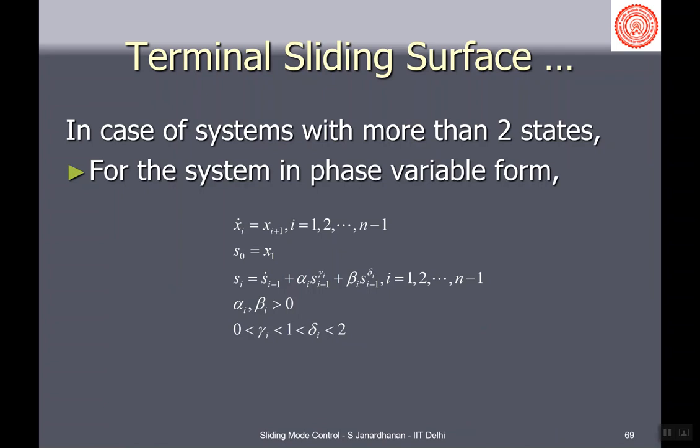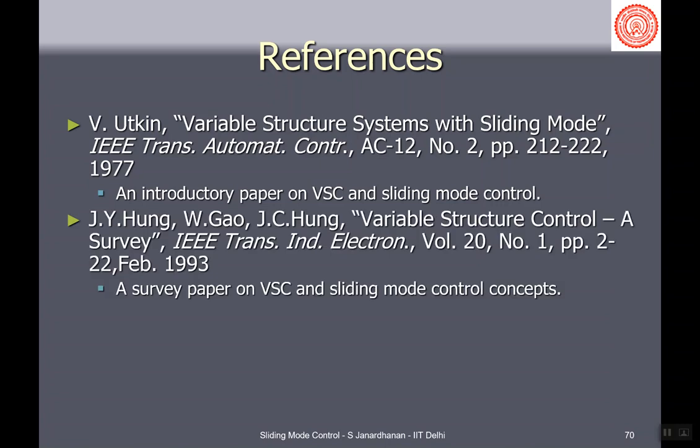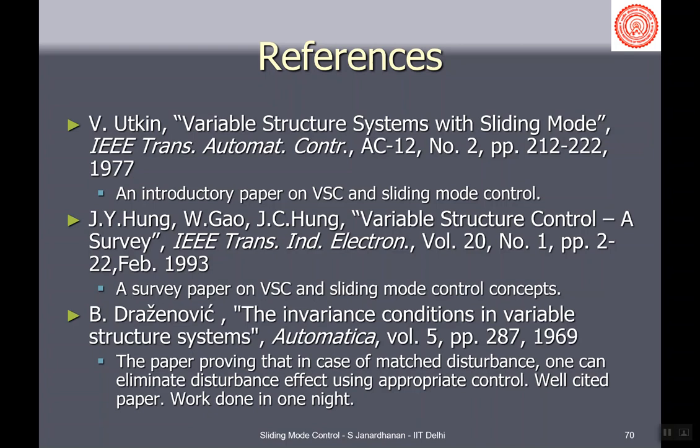These are a few references that you can look into if you are still interested in working on it. Utkin wrote a seminal paper on variable structure systems in sliding mode control in 1977 in Transactions on Automatic Control. There was a survey paper by Gao and colleagues on variable structure control in 1993, which gives a broader picture of the different aspects of sliding mode control. The invariance condition and the effect of sliding mode on matched disturbance can be seen in the paper by Drazenovic.